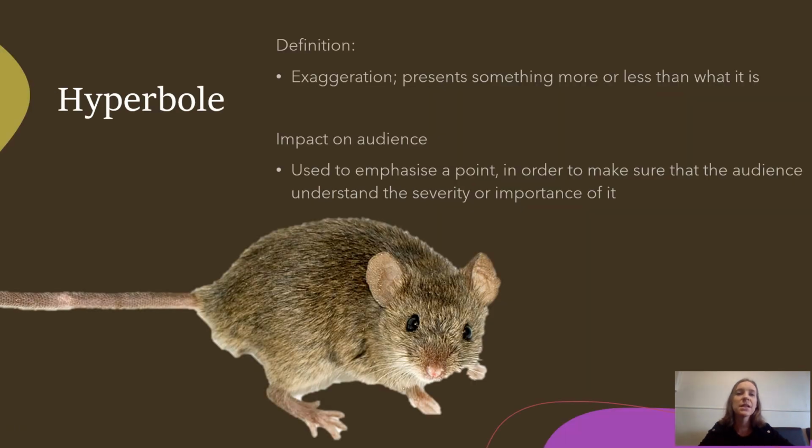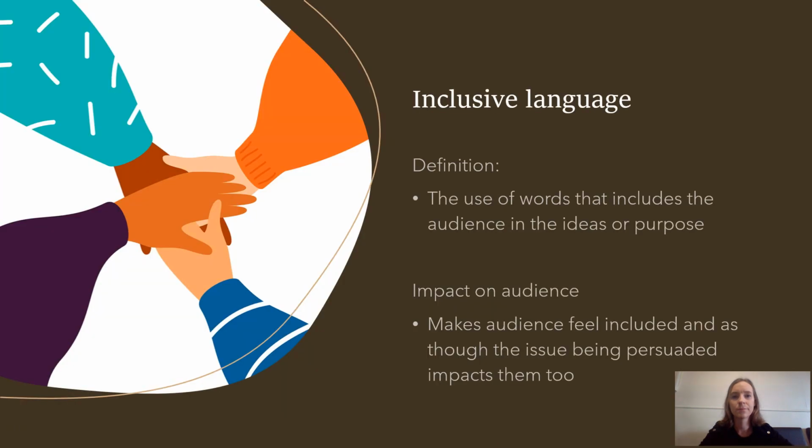Hyperbole is the exaggeration. It presents something as more or less than what it is. It's used to emphasize a point, to make sure the audience understand the severity or importance of it. Here we've got a mouse. If I was to say that I feel as small as a mouse, it's saying I'm pretty small. It's an exaggeration. No person could be that small, but it's implying that they are.